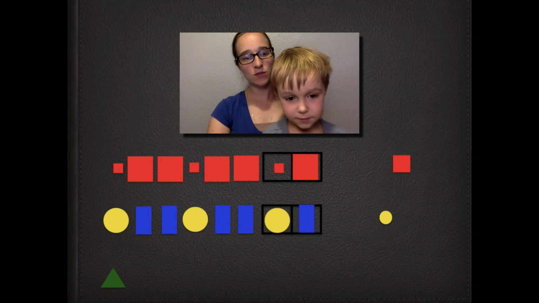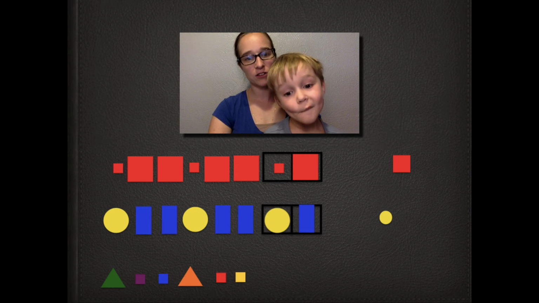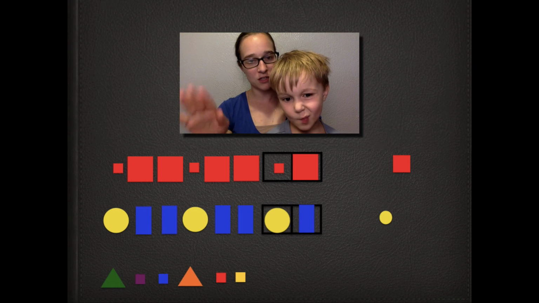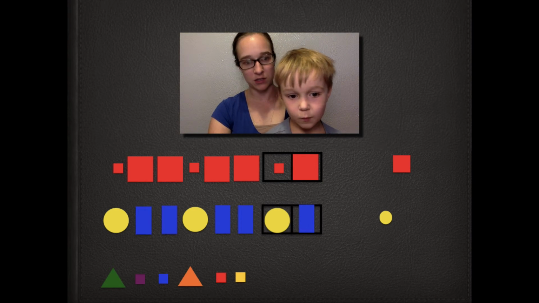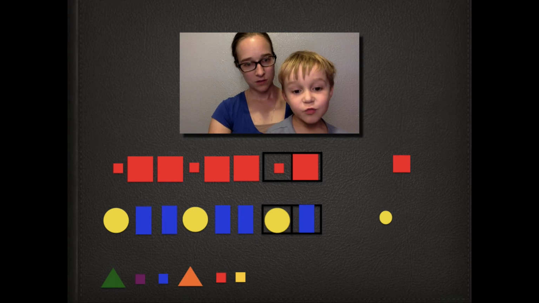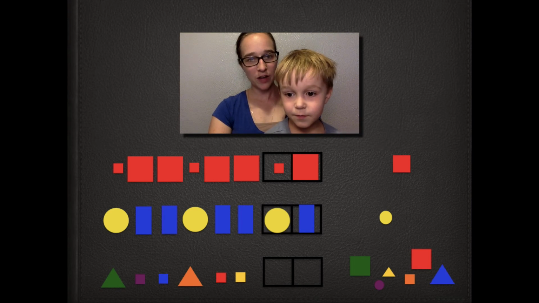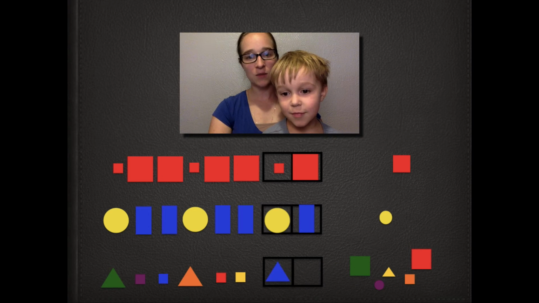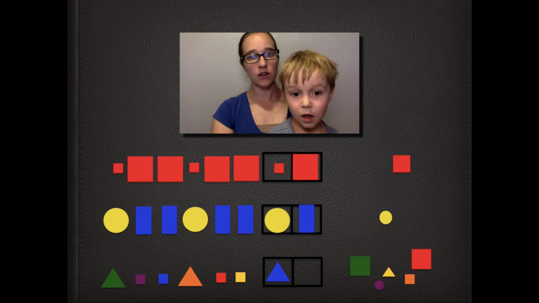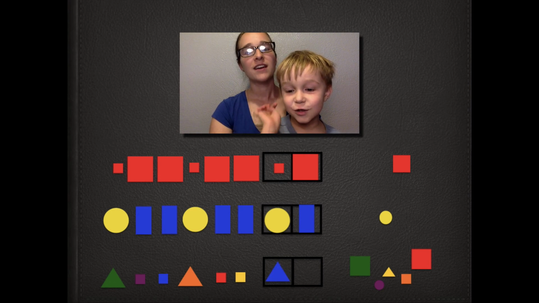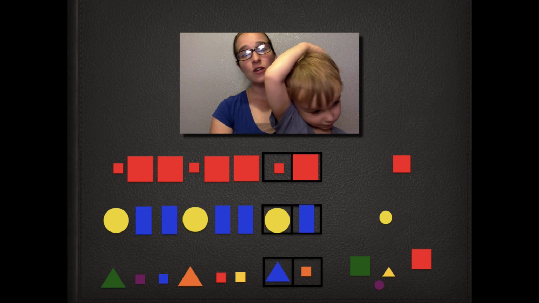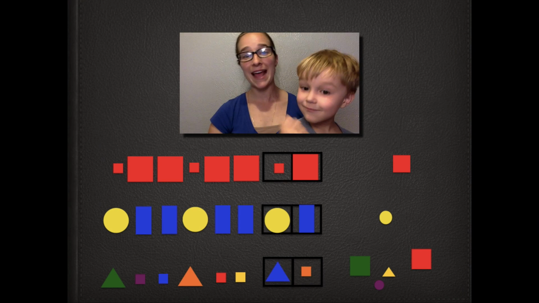Good. All right. And this last one's going to be kind of tricky because there's all different colors here. But we're going to ignore the colors and just think about the shape. So tell me what the shape pattern is here. Triangle, square, square. Triangle, square, square. Good. So what should come next? Triangle. The little triangle or the big triangle? The big one. And then what? Square. Which square? The big square? Look at all those. Those are little squares. Oh yeah, the little one. Good.